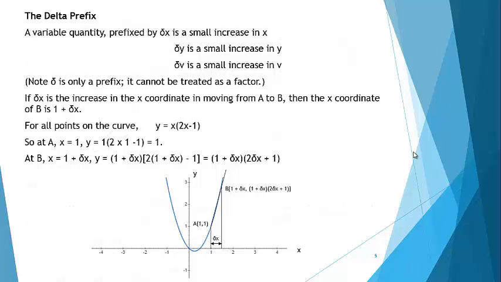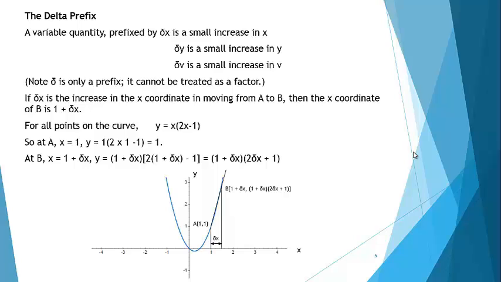The delta prefix, a variable quantity prefixed by delta, is a small increase in that variable. Delta x is a small increase in x, delta y is a small increase in y, and delta v is a small increase in v. Note that delta is only a prefix. It cannot be treated as a factor. If delta x is the increase in the x coordinate in moving from A to B, then the x coordinate of B is 1 plus delta x.